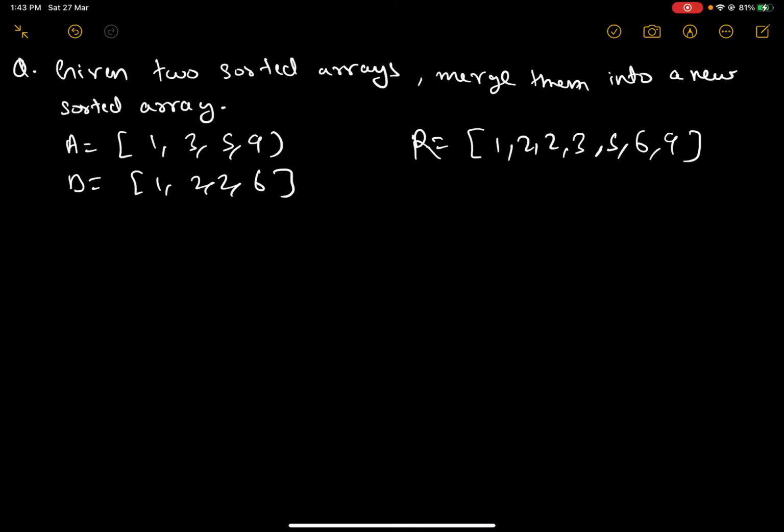Hello guys, so in this video we will look into a simple two-pointer problem: given two sorted arrays, merge them into a new sorted array. Let's say you are given two arrays, 1, 3, 5, 9 and 1, 2, 2, 6. You have to merge them such that the end result is something like 1, 2, 2, 3, 5, 6, 9. Alright.